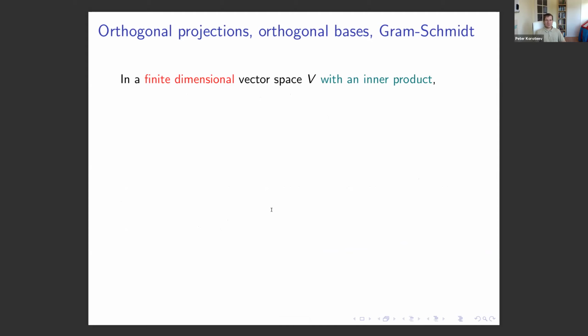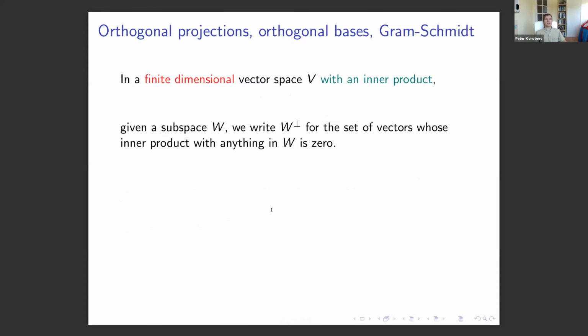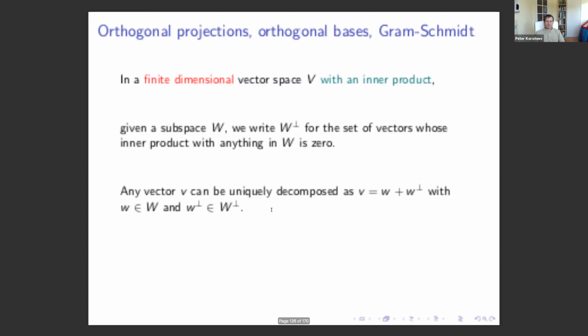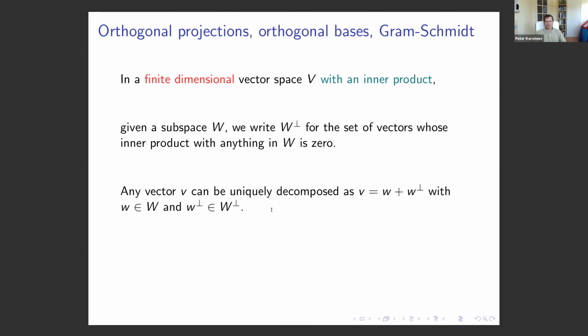Now let's talk about Gram-Schmidt. In a finite dimensional vector space with an inner product, we can take a subspace W and write W perp for the set of vectors whose inner product with anything in W is 0. Any vector v can be uniquely decomposed as w plus w perp, where w lives in the subspace and w perp lives in the orthogonal complement. This holds by the same proof as above. The same proof as we did for the dot product can be directly generalized to the inner product.